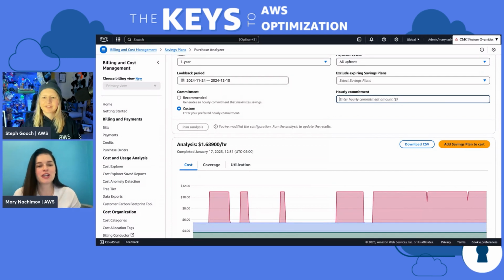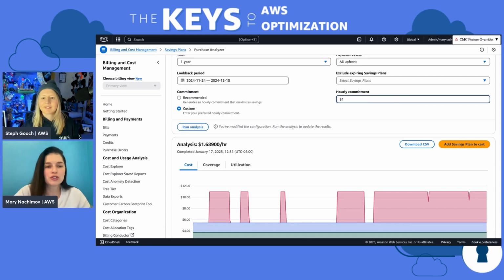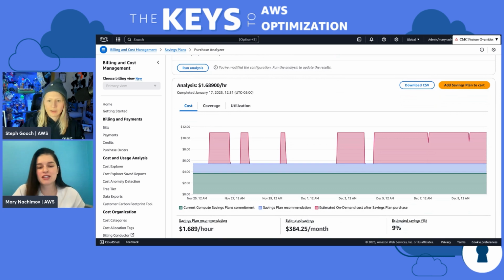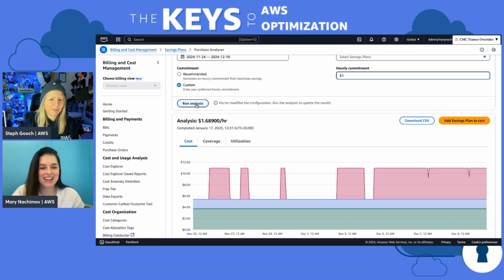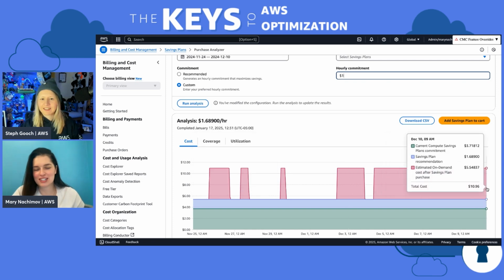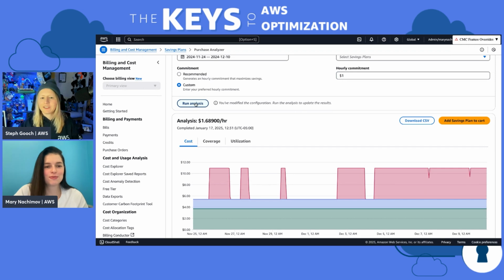They take their recommendation, they buy part of the recommendation, and they see how it really behaves in the environment. After they have the confirmation that it's 100% utilized and they gained some coverage, they're ready to buy more, and they go and purchase more savings plans. So we'll try $1 to round this up and see what happens. We have 9% savings and around 380 per month, remember that, everybody. And we have November 24 till December 10th selected. Okay, cool. Let's go.